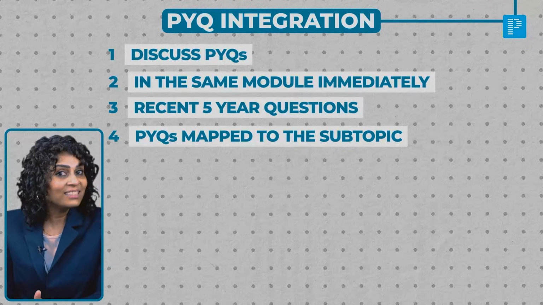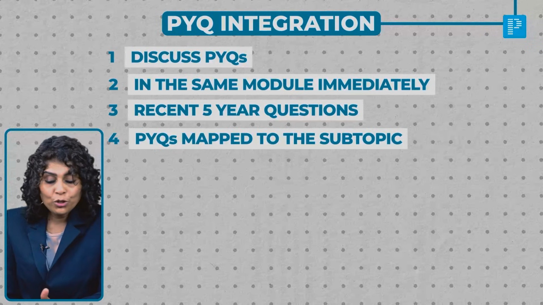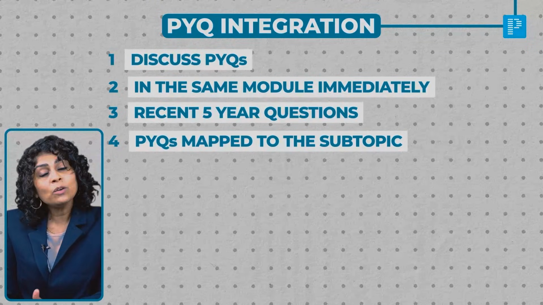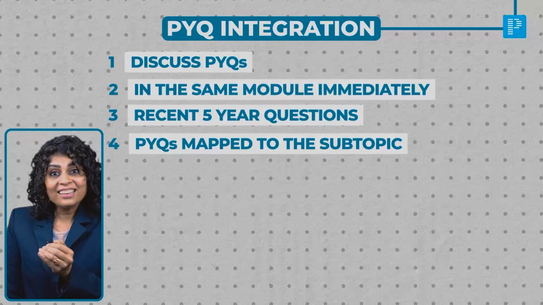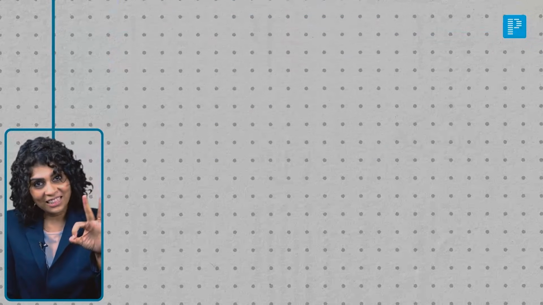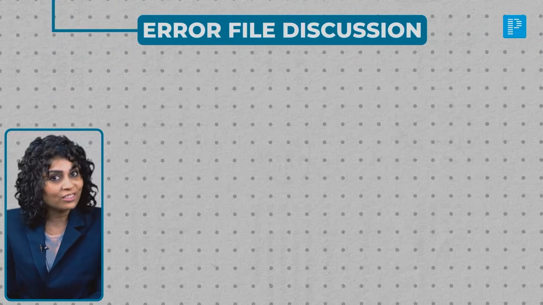So what happens here? You see exactly what the examiner thinks. You see what are the topics that are frequently tested. You see what is the theoretical concept that is twisted. So suddenly theory becomes applied knowledge. Layer 3. This is error file discussion. This is a game changer.